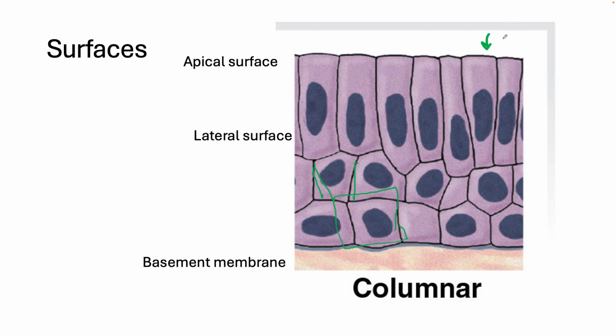Here we can see the tall, thin columns that give the stratified squamous epithelium its name. Stratified because it's more than one layer, columnar because it's got tall, thin columns on the apical surface.